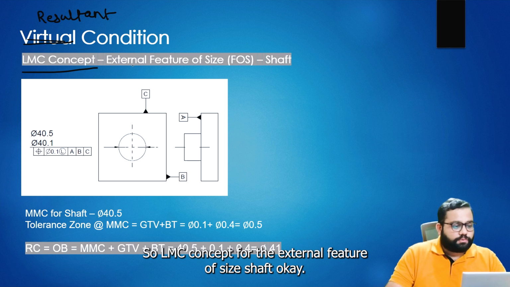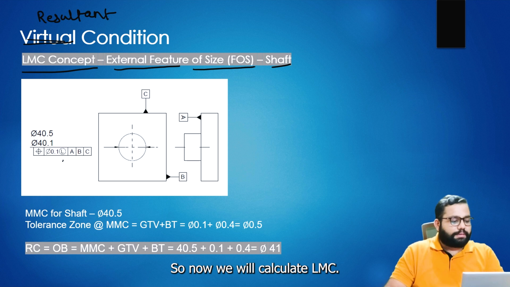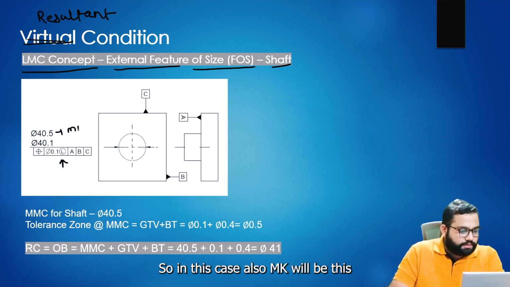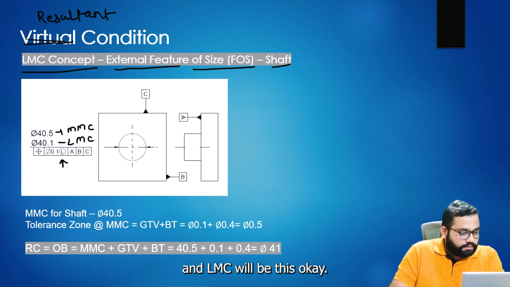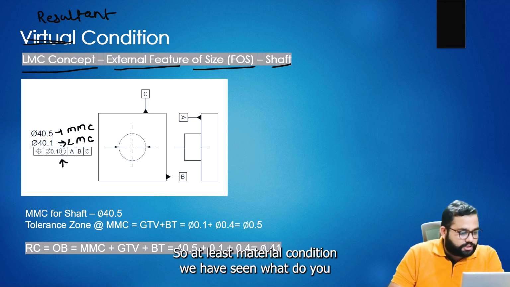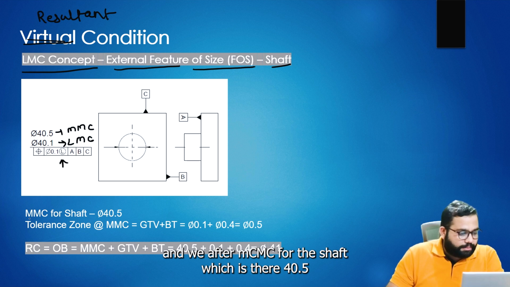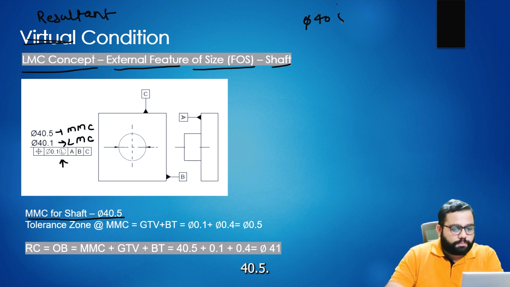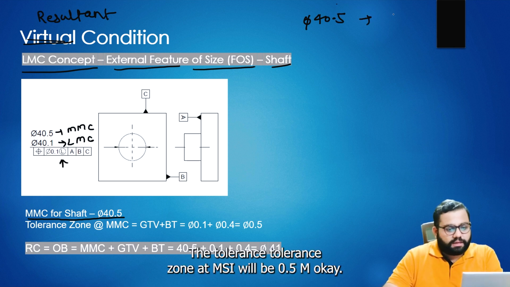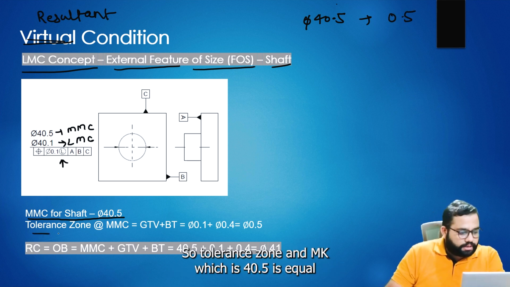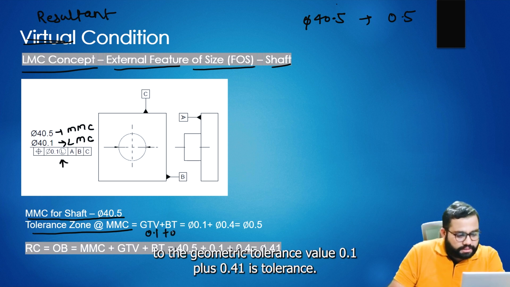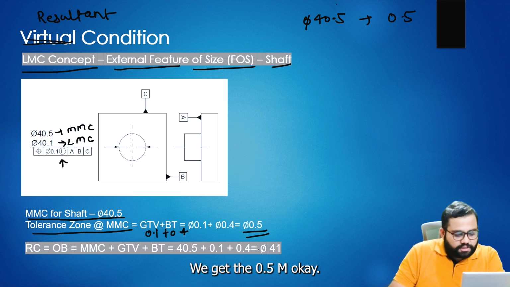So the LMC concept for the external feature of size, the shaft. Now we will calculate it. In this case also, MMC will be this and LMC will be this. The maximum material condition for the shaft is dia 40.5, and the tolerance zone at MMC will be 0.5 mm. So the tolerance zone at MMC, dia 40.5, is equal to the geometric tolerance value 0.1 plus 0.4 bonus tolerance. We get 0.5 mm.